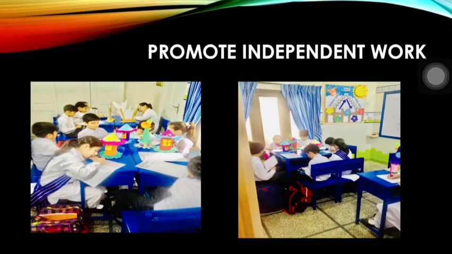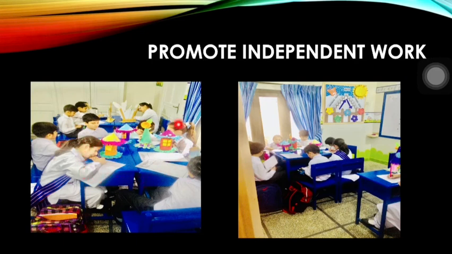Now, promote independent work. Now girls, this is one of the classrooms set by us while we were teaching in Shah Jamal. See, the children are working independently. Everyone is busy in their work and they have to write about these objects which are lying on the table. And see how nicely they are working.